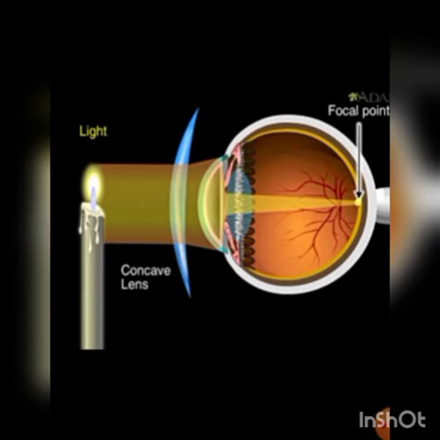Near-sightedness is corrected with a concave lens. A concave lens causes the light to diverge slightly and focus on the retina.